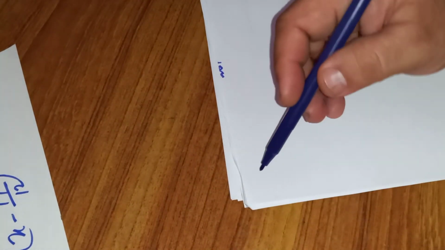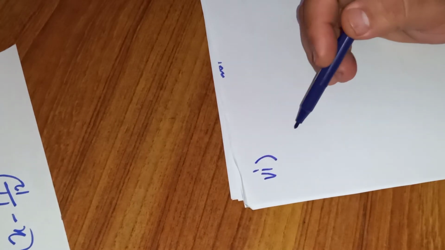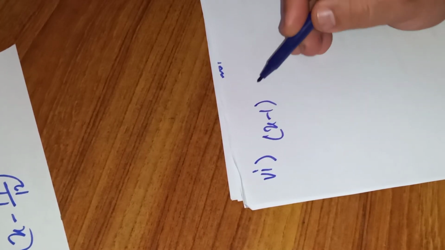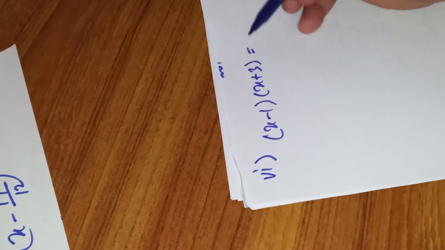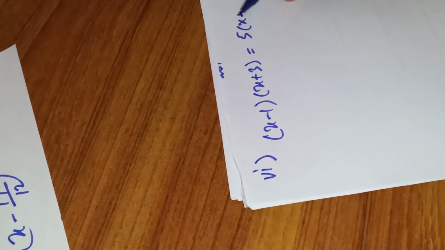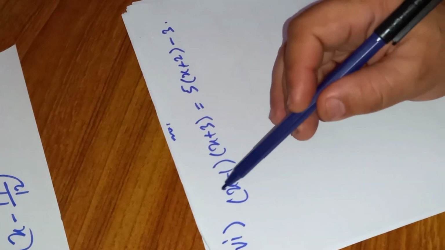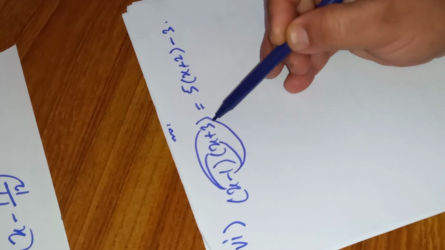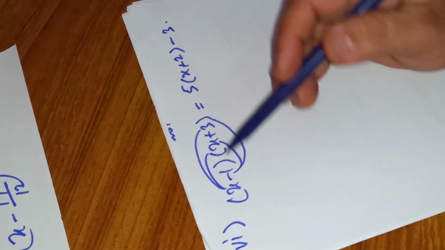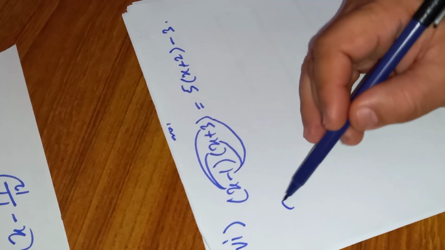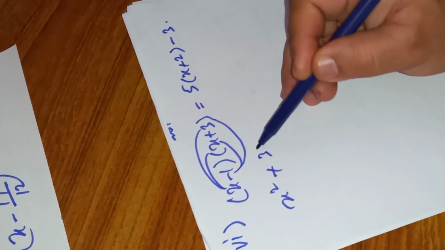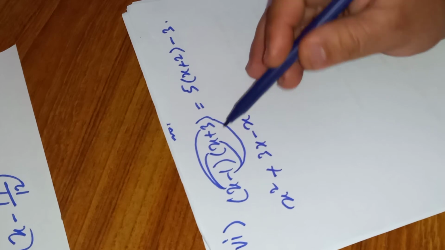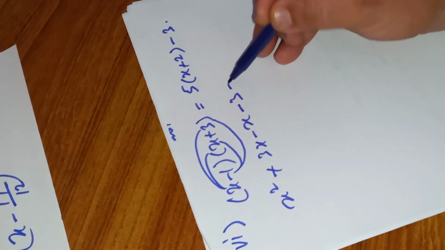Now the last question is the sixth one. x minus 1 into x plus 3, equals 5 into x plus 2 minus 3. We will split and multiply this. First x will multiply with both of these, then minus 1 will multiply with both of the elements of this bracket. So x with x becomes x square, and 3x minus x, and minus times plus 3 gives minus 3.